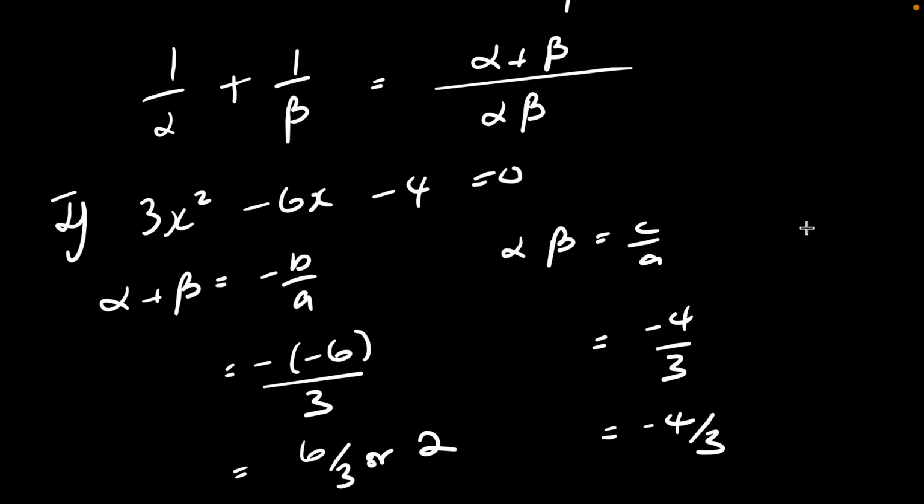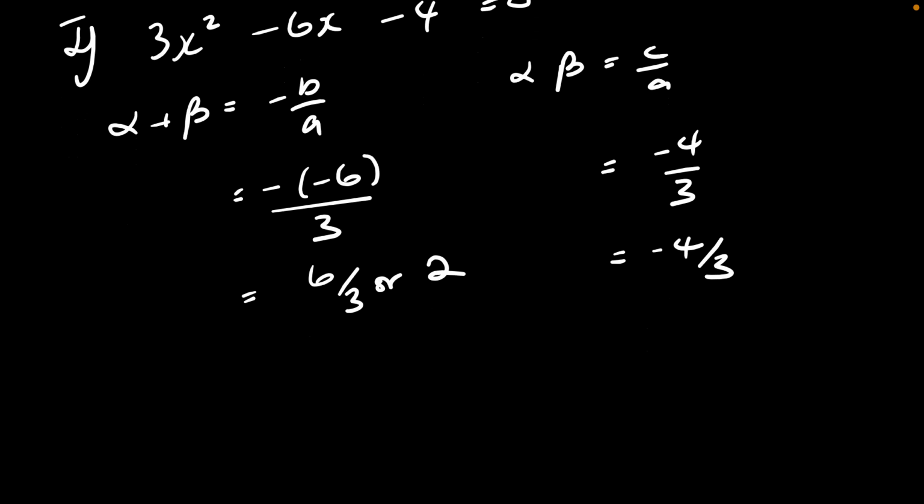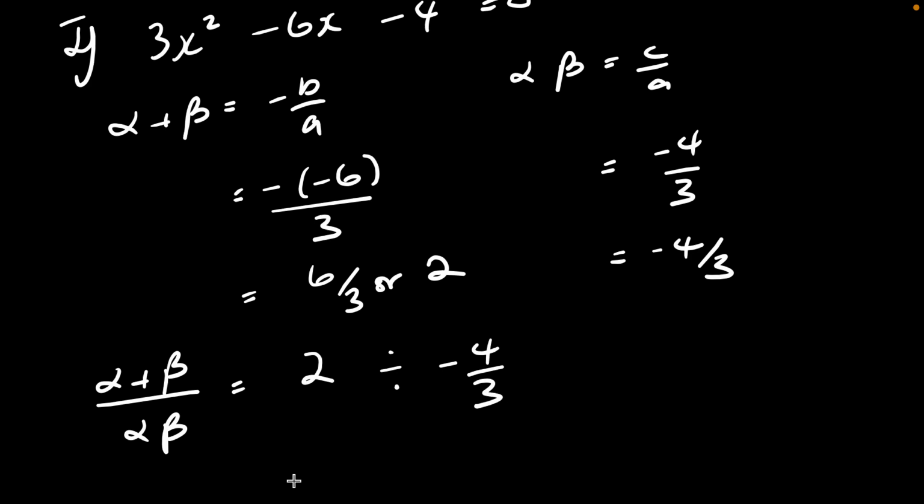So what does that mean for our final answer, right? We need to have alpha plus beta over alpha beta. So alpha plus beta, sum of roots, over alpha beta is really going to be equal to, what's the sum of roots here? 2 divided by negative 4 over 3. Same thing as 2 over 1. And if you divide by any term, it's the same as multiplying by its reciprocal or its inverse.